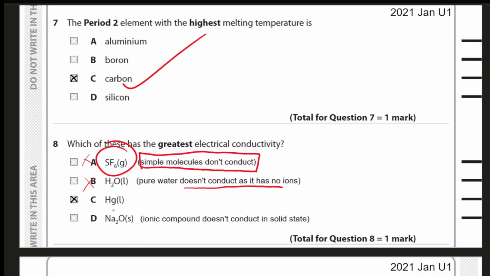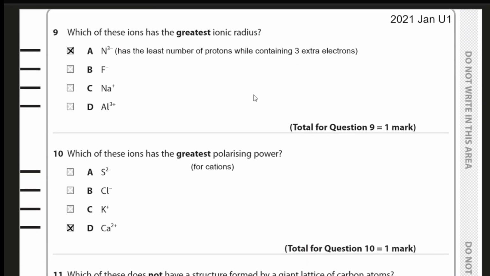That's out of the equation. This leaves us 8G and Na2O. Now we know this is an ionic compound, but since ionic compounds do not conduct at their solid states, the only option here is 8G. C. Moving on, the next part, this is which of these ions has the greatest ionic radius.